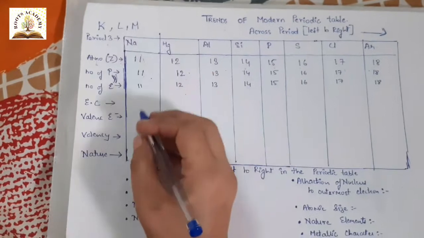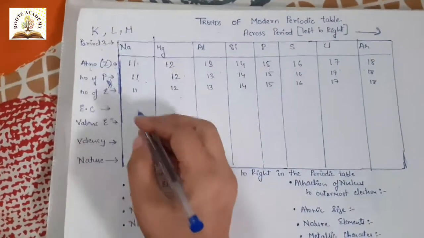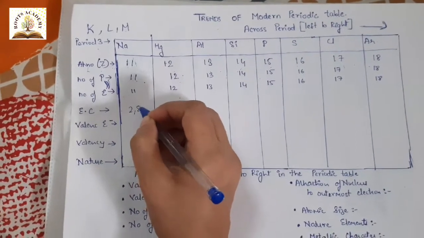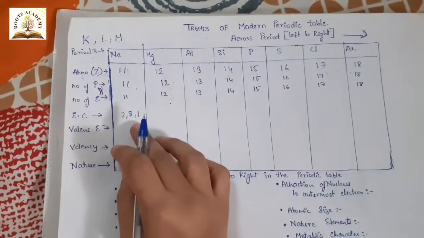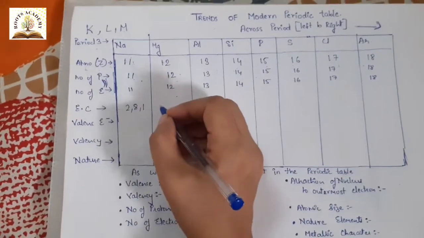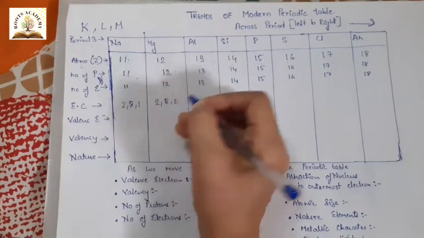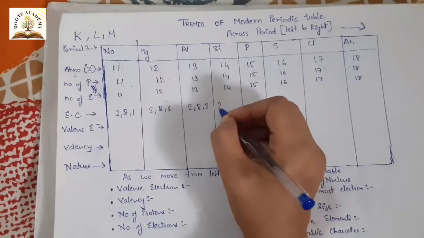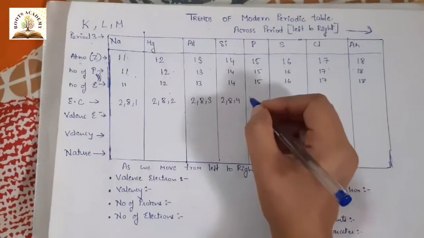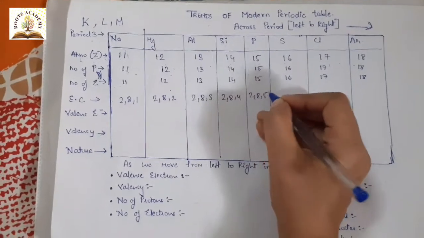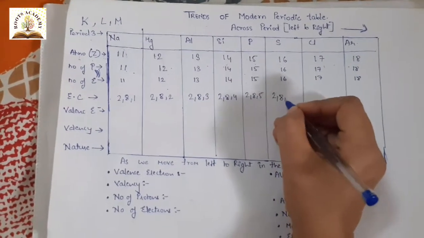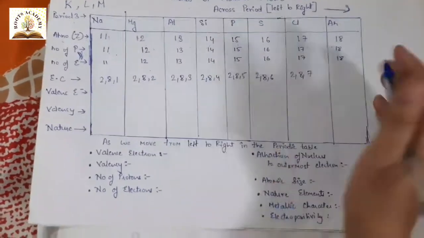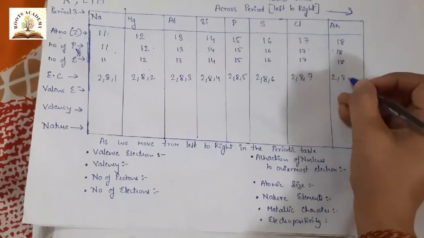Sodium, the atomic number is 11. So there will be 3 shells as they belong to the third period, no? So K will take 2, L 8, 1. So this is the electronic configuration of sodium. Magnesium 2, 8, 2, aluminium 2, 8, 3, silicon 2, 8, 4, phosphorus 2, 8, 5, sulfur 2, 8, 6, chlorine 2, 8, 7, and what about argon? It is 2, 8, 8.